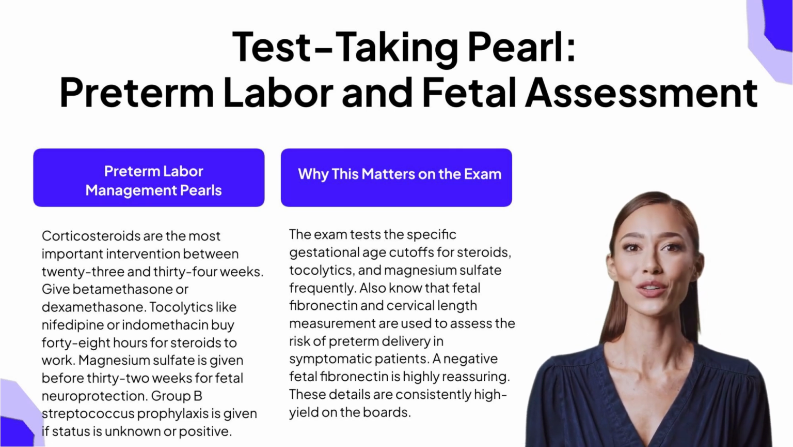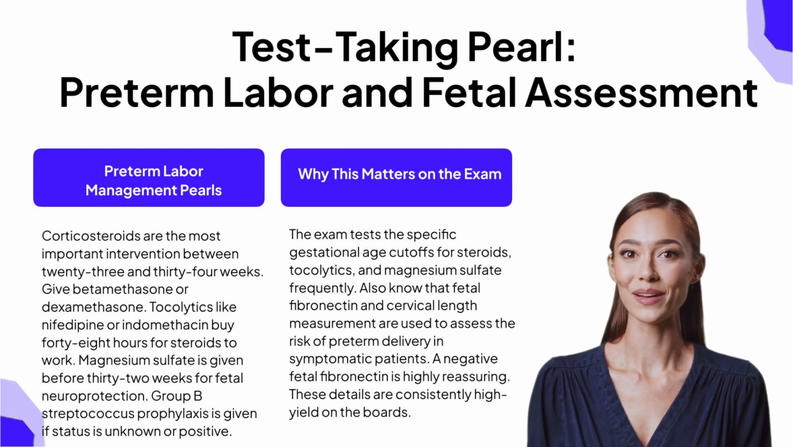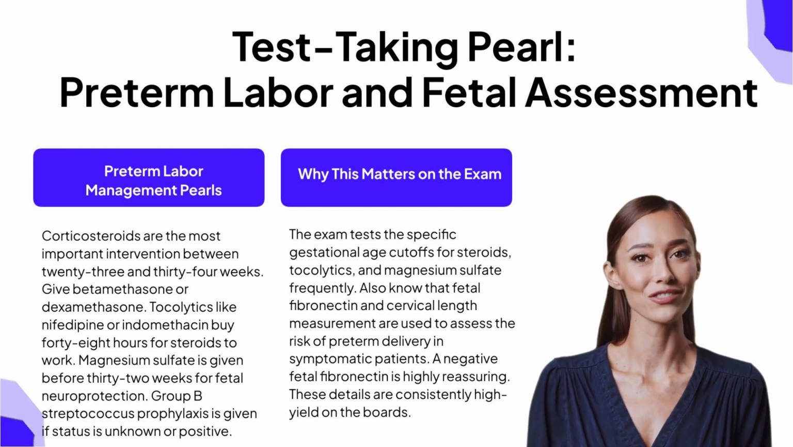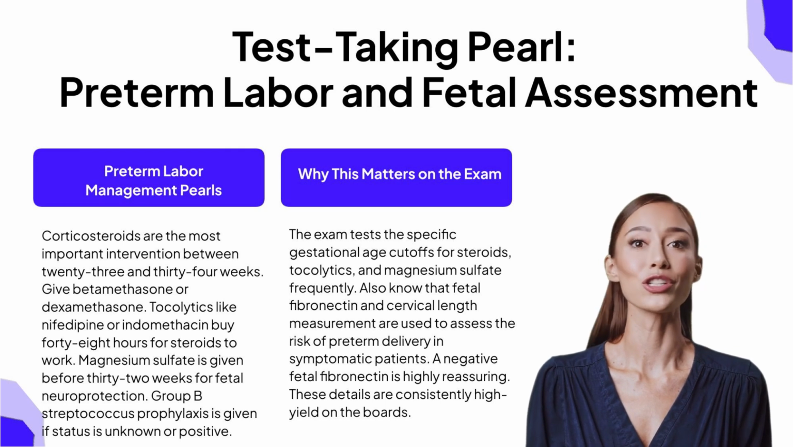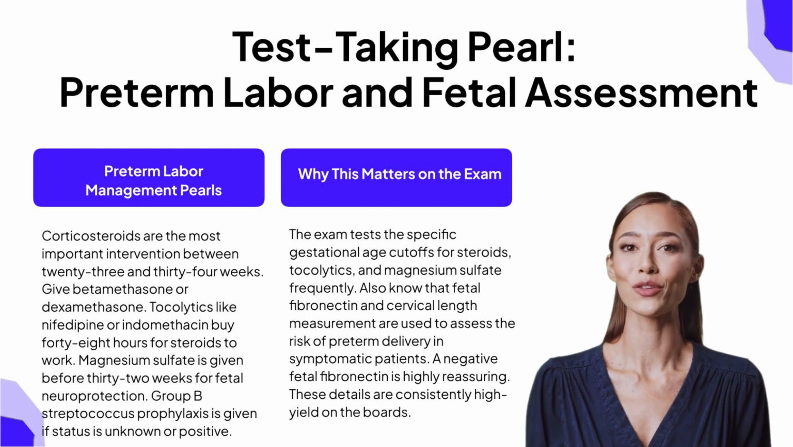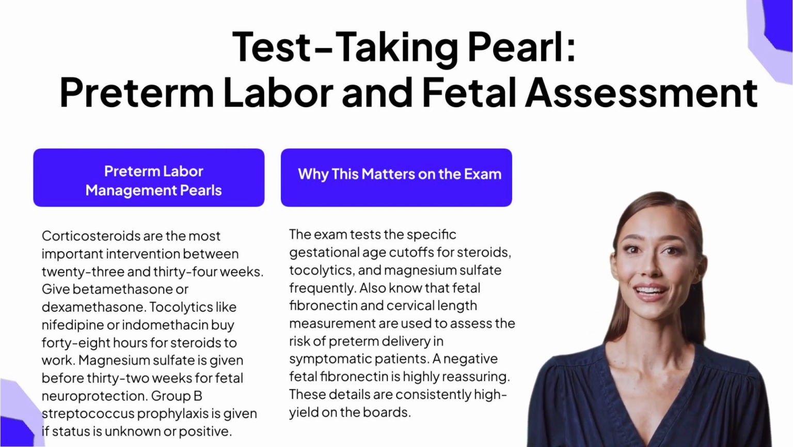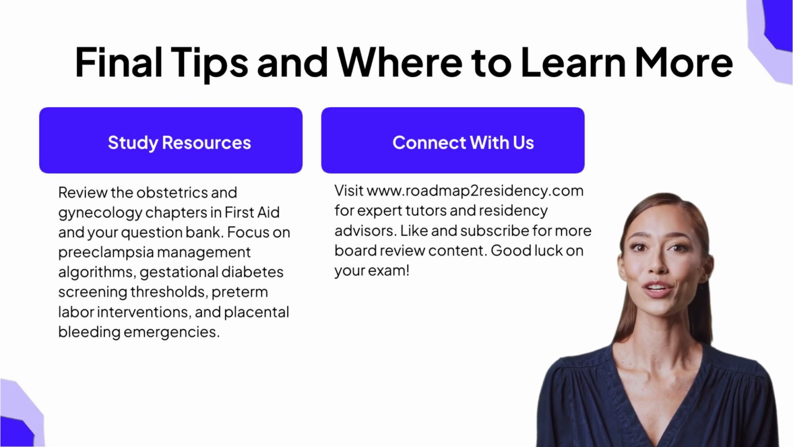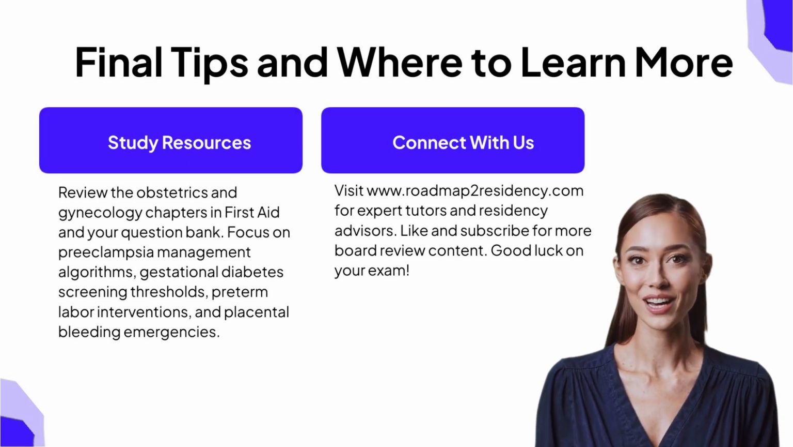Group B streptococcus prophylaxis should be given if the patient's status is unknown or positive. The exam loves testing these specific gestational age cutoffs. Also know that fetal fibronectin and cervical length measurement help assess risk, and a negative fetal fibronectin result is highly reassuring. Commit these details to memory. That wraps up our review of pregnancy complications in the second half.